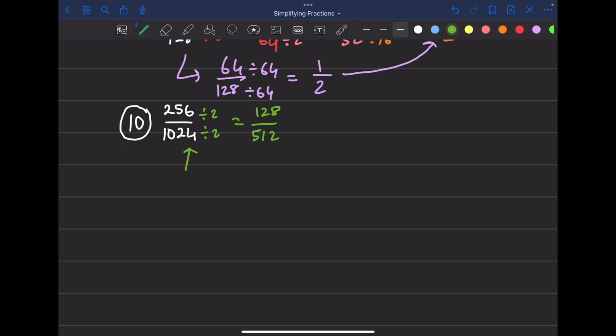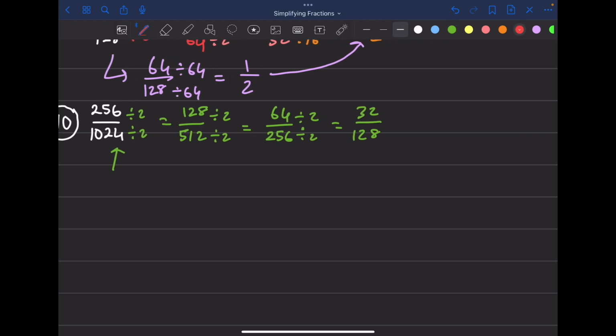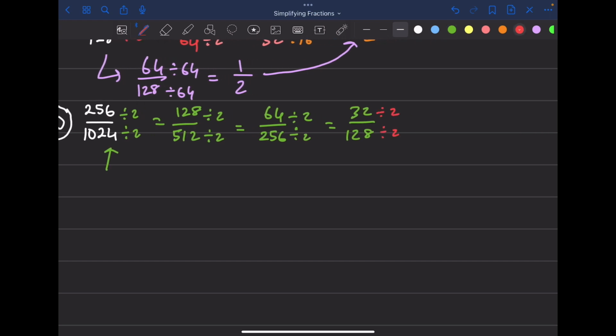Okay, they're both even numbers again. So let's divide by 2 here and divide by 2 here. 128 divided by 2 is 64. 512 divided by 2 is 256. Okay, they're both even numbers once again, so let's divide by 2. This time we get 64 divided by 2 is 32, and then 256 divided by 2 is 128. Okay, they're both even numbers once again, so let's just keep going. We divide by 2 again, divide by 2 again, this would be 16 over 64. Okay, they're both even numbers again, let's keep going. So divide by 2, divide by 2, this will give us 8 over 32.